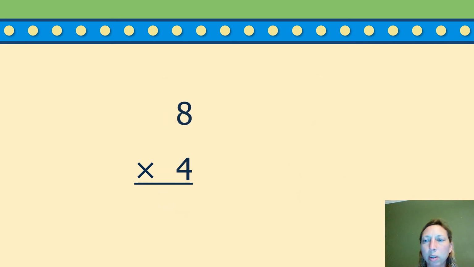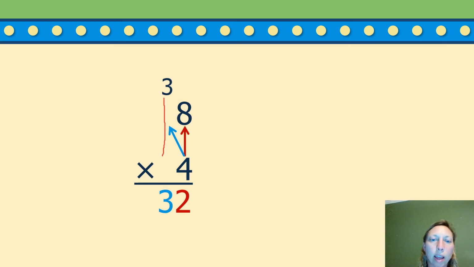8 times 4 is 32. So we're putting down the 2 in the ones column. The 3 goes on top of the tens. Now it's like you're saying 4 times 0 is 0, and 0 plus 3 is 3. But if you wanted to skip that step when you've run out of numbers, you can just bring that number down to the column that it's above. 32.